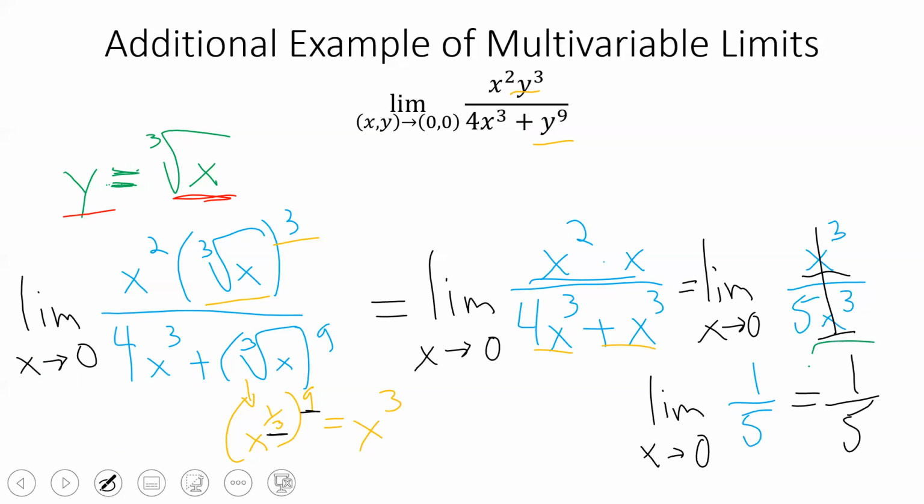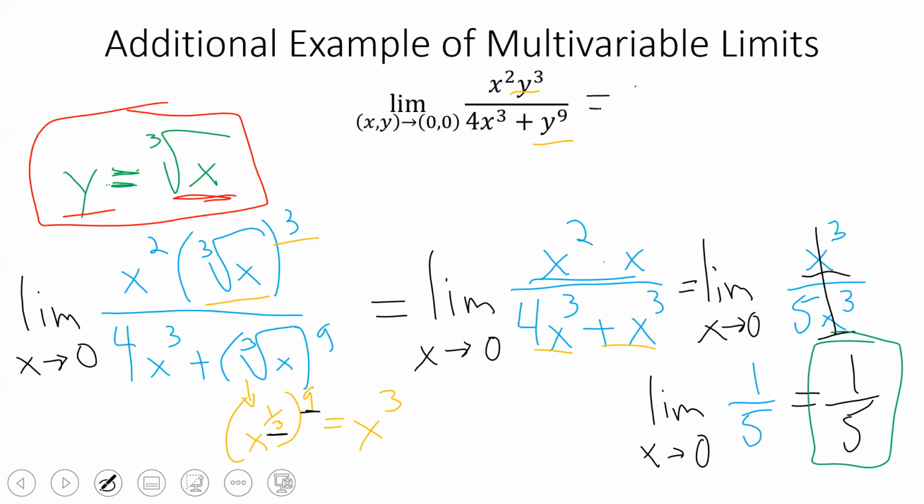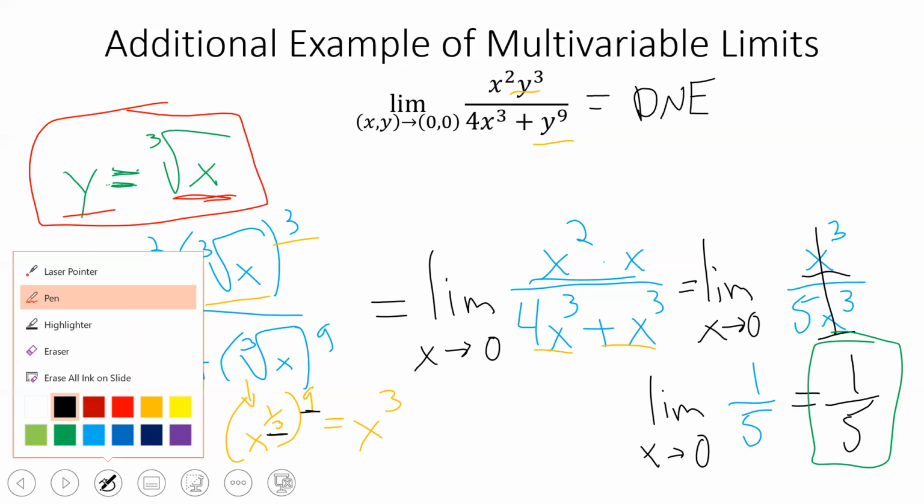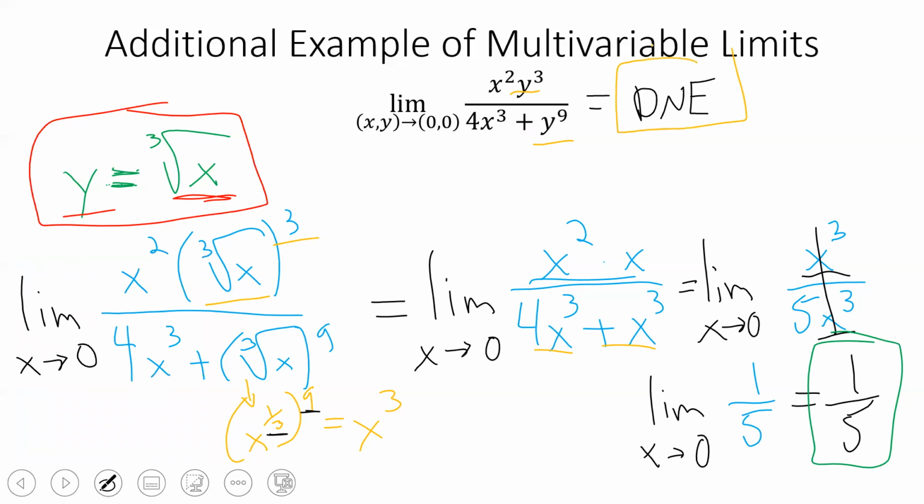All right. So notice in this case, by letting y equal cube root of x and approaching the point 0, 0 along that path, we got something other than 0, right? We got 1/5, which tells us that the limit from this direction is not the same as the limit from other directions, which tells us that this final limit here does not exist. Because remember, in order for it to exist, the limit needs to be the same coming from every direction.